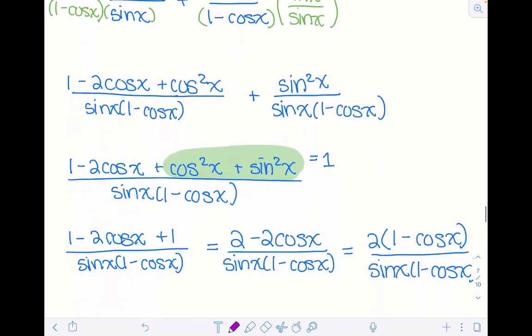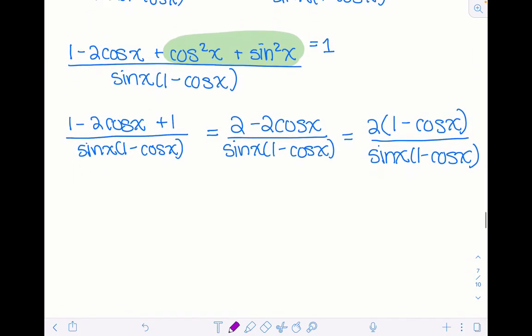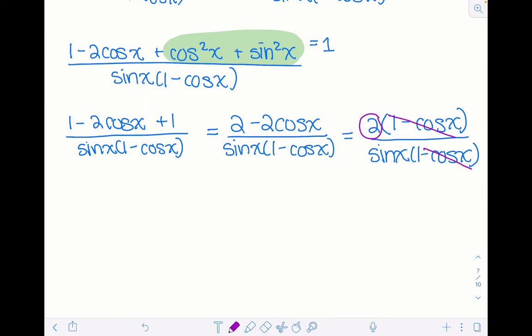One thing that looks nicer so far is that we've simplified it a little bit. We've got this 2 there, which makes sense because there is a 2 that we need to get in our answer. And so if we keep going at this point, we can simplify more, again, using algebra, because we've got a 1 minus cosine x in the numerator and a 1 minus cosine x in the denominator. So let's cancel that out.